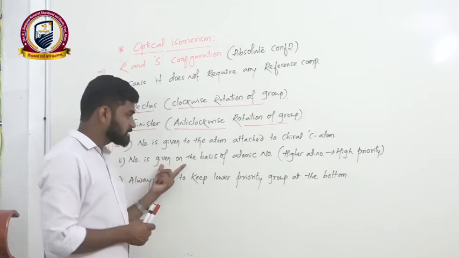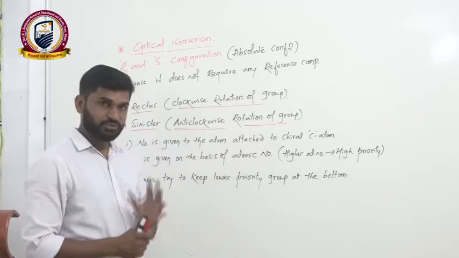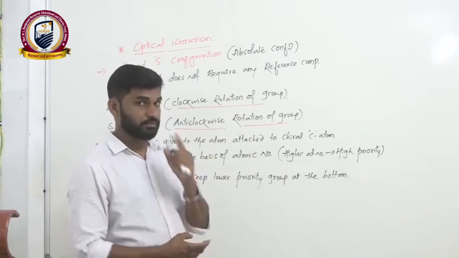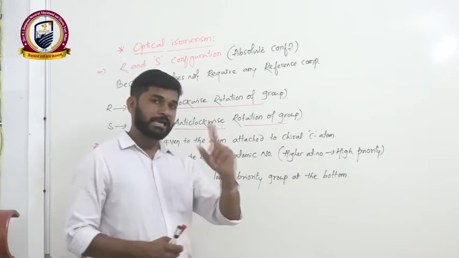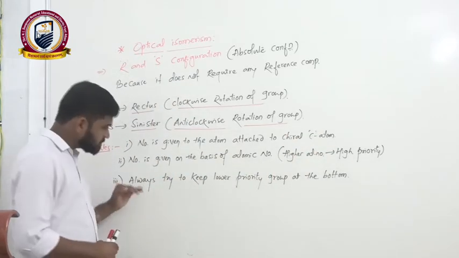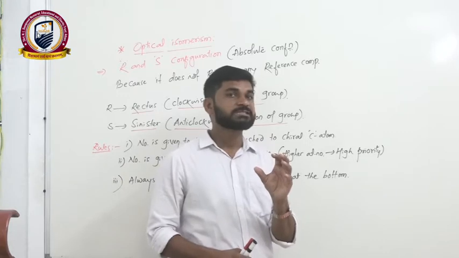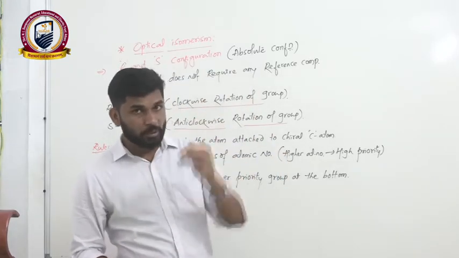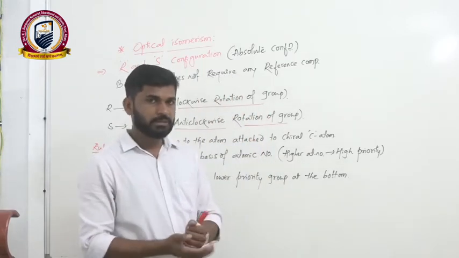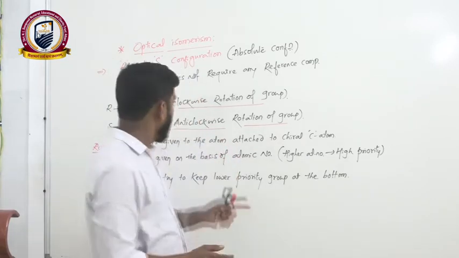The number is given on the basis of the atomic number of the atom attached to the chiral center. Higher atomic number means higher priority, which we have discussed in E and Z isomerism. The next rule is to always try to keep the lower priority group at the bottom of the corresponding compound in the Fischer projection. If the given compound is in terms of Fischer projection, in that we have to denote R and S configuration.